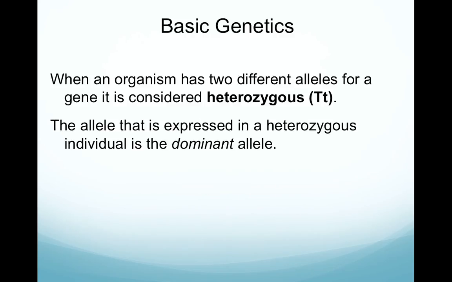When an organism has two different alleles for a gene, it's called heterozygous, hetero meaning different. The allele that's expressed in that combination is going to be the dominant allele, because remember, the dominant allele by definition can mask the recessive allele. So the shorthand for a heterozygous individual would be an uppercase T and a lowercase t. It's a combination of two different alleles.